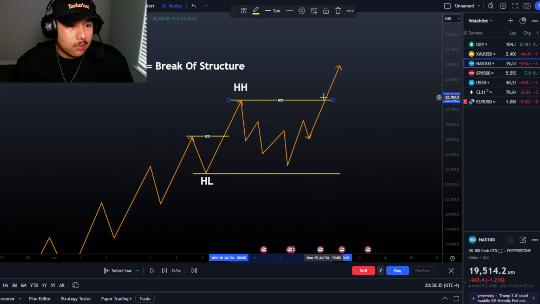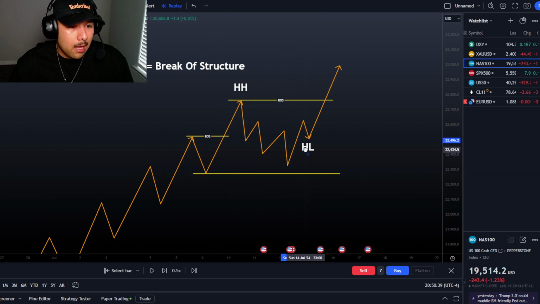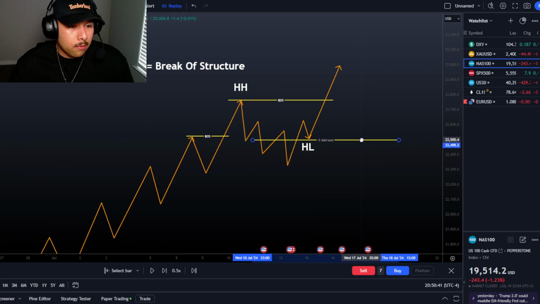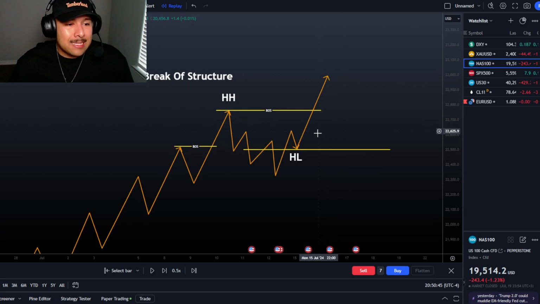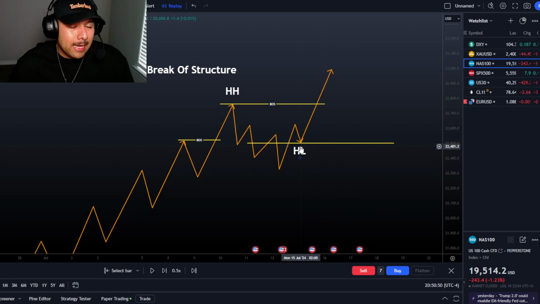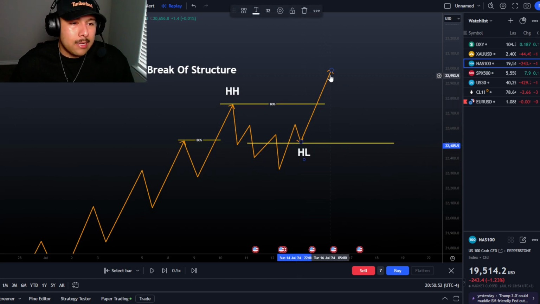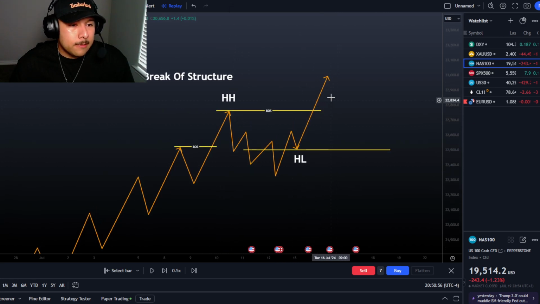Once this break of structure is created, now you'll have a valid higher low. So your valid higher low will technically be right there. And the reason why it's right there is because that is the last elbow. Each one of these turns here is known as an elbow. That is the last elbow that pushed the price up and broke the previous higher high. So this would be your higher low.